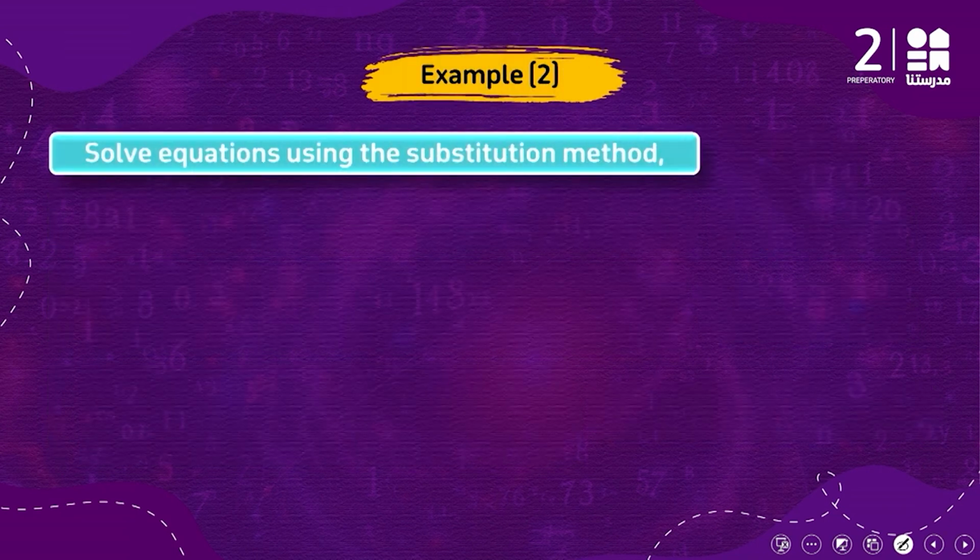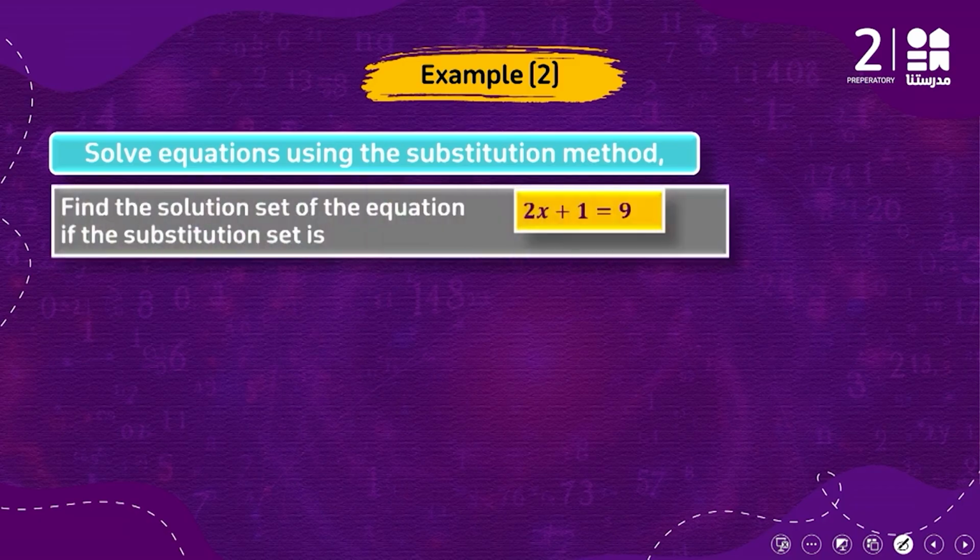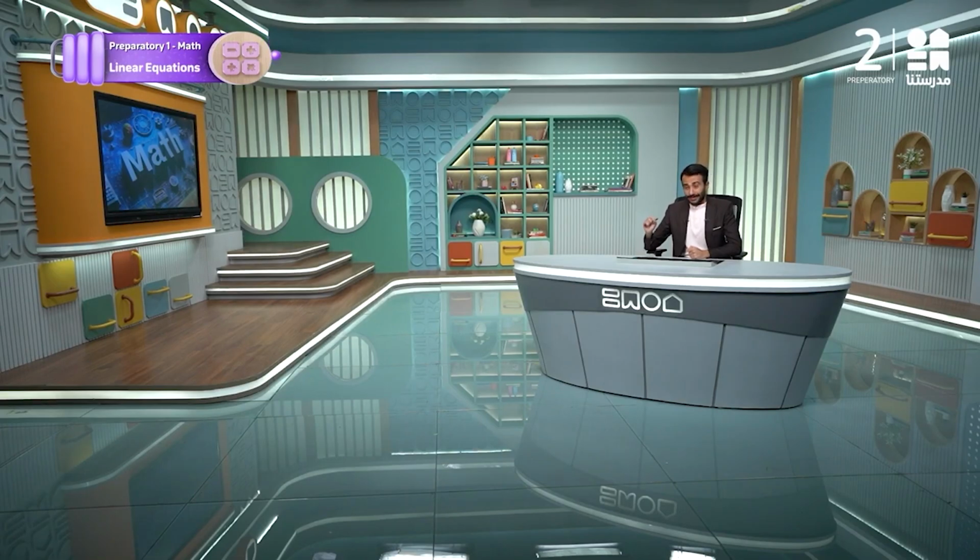Let's go to example 2. Now we need to solve these equations. We need to know what is the answer using the substitution method. Find the solution set of the equation 2x plus 1 equal 9 if the substitution set is 2 or 3 or 4. We need to know the value of x that makes 2 times x plus 1 equal to 9.